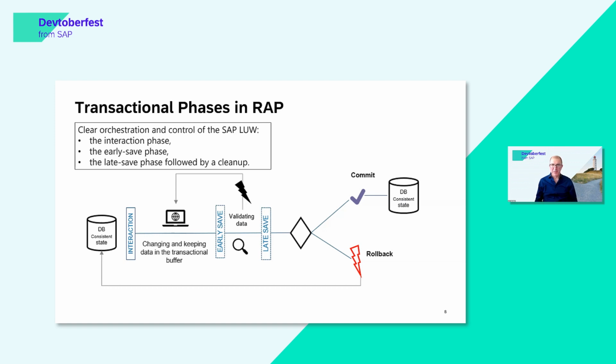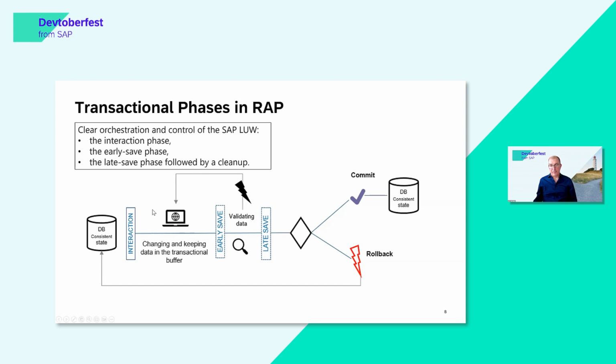Okay, looking back, we would maybe nowadays rename those phases, because the early save phase is more preparation of the save phase, and the late save is the real save. So that's this point of no return when the data is either committed to the database, or the system would, let's say, stop with a dump and everything would be rolled back.